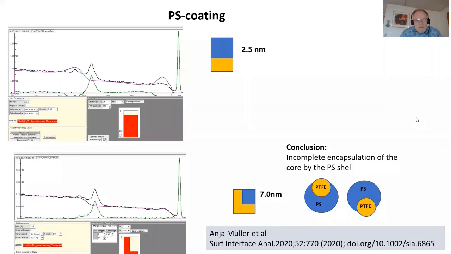In the next video, I'll go through the details of the analysis of these coated nanoparticles.